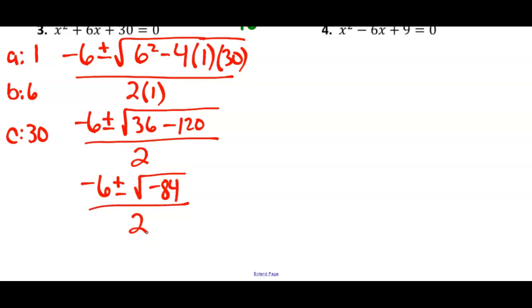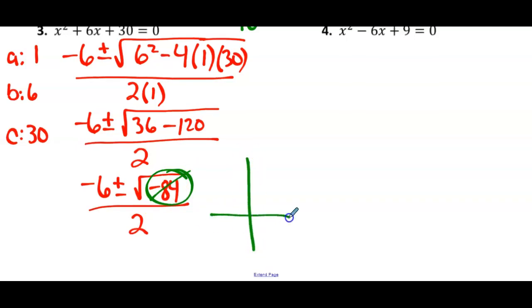Here's the thing. We can't have a negative number underneath there. You can't do that. So this answer doesn't exist. If we were going to have a graph and my parabola is graphed, maybe it's up here, I don't know because I don't know where my vertex is, but this graph does not hit my x-axis, so there's no solution here.